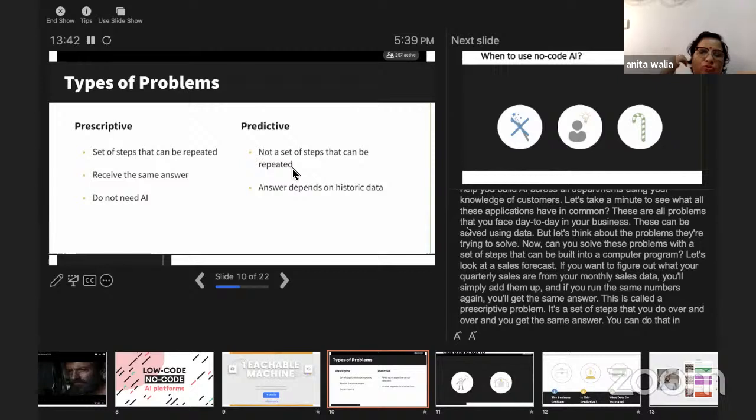Predictive means something which is going to happen in the future. You're predicting it. For example, you're doing forecasting. Now, how do you do forecasting? For example, one particular airline wants to understand how many people are going to travel in a particular month.